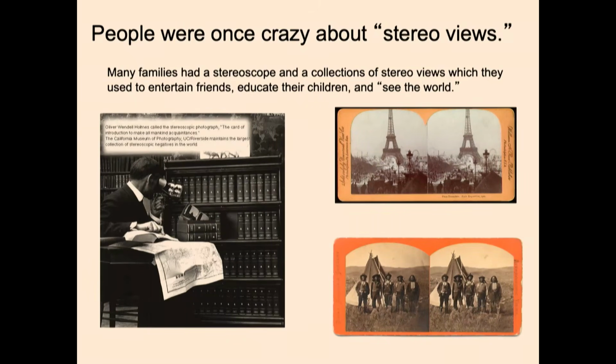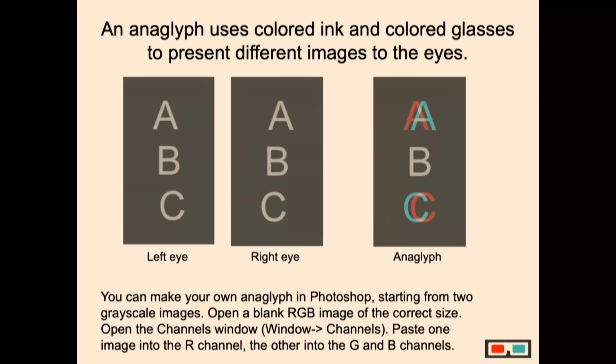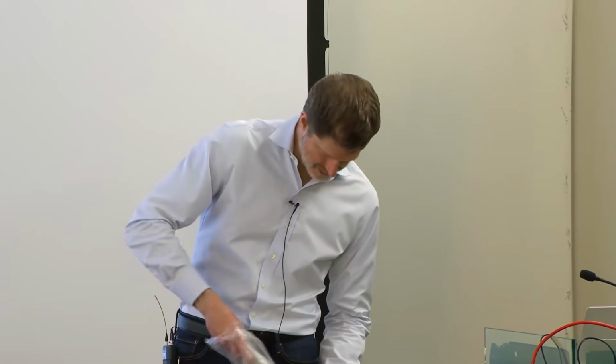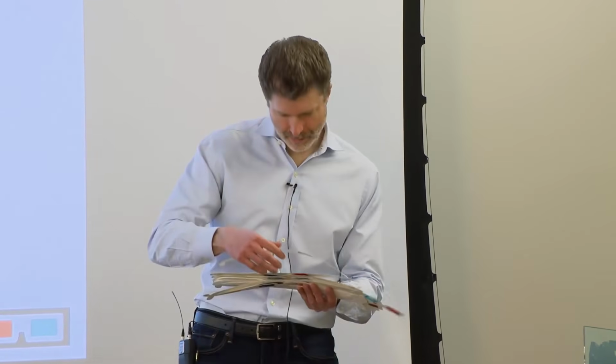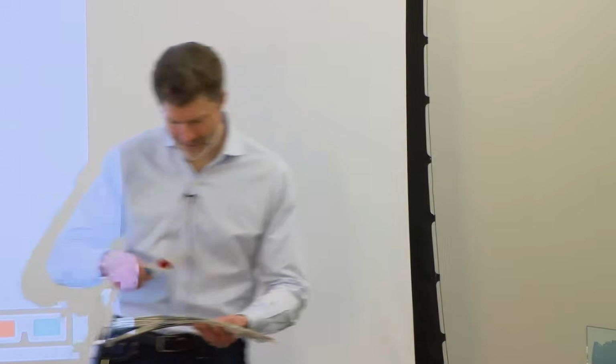Nowadays, with modern technology, we have other ways to experience binocular stereopsis. One such way is called an anaglyph. An anaglyph uses colored ink and colored glasses to present different images to the eyes. Okay? And so I'm going to hand these things out to you, and you can try this out for yourself. Some of these are actually, you want one that has one red and one blue.